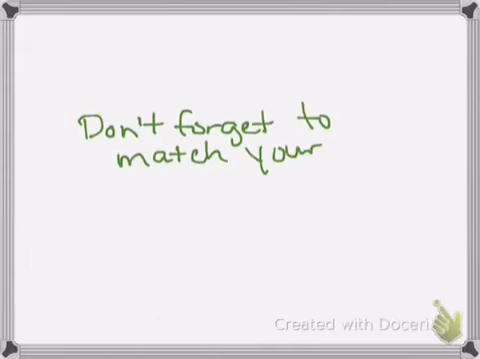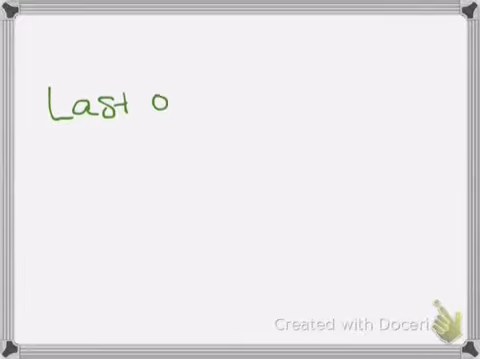Don't forget to match your units, your categories, whatever you want to call them. So if you've got miles over hours, your other ratio needs to be miles over hours. If you've got a project that you're doing like painting the house over minutes, then it's painting the house over minutes for your second ratio. Let me show you one more twist on a problem.